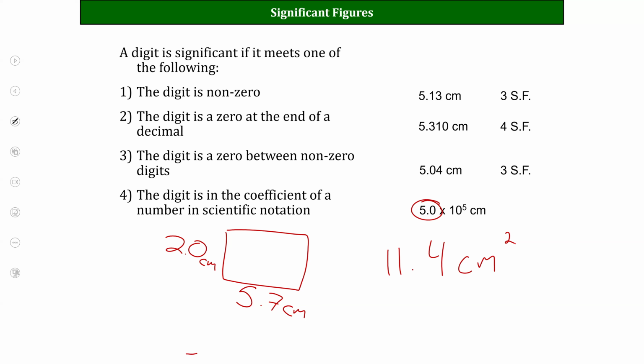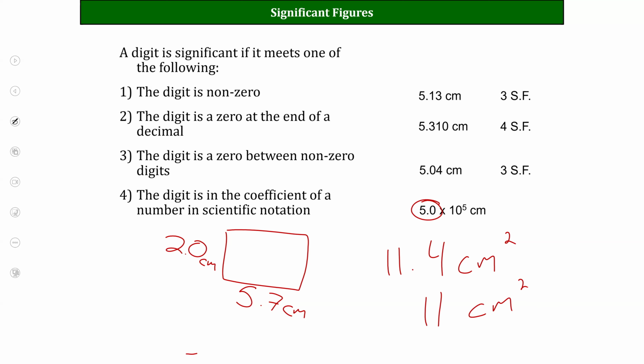No, it turns out when we multiply things, we have to round based on how many sig figs were in the numbers we started with. 2.0 has 2 sig figs. 5.7 has 2 sig figs. Our answer can only have 2 sig figs. So it would just be 11.